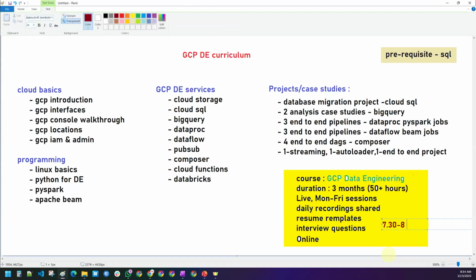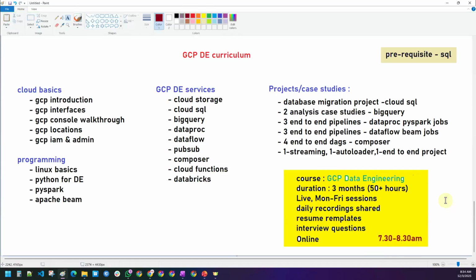7:30 to 8:30 every day. Usually it will be 7:30 to 8:30 every day. So this is going to be the timing, guys. Maybe now we are extending beyond that, but this is the timing. It's not 8 a.m. It is going to be 7:30 to 8:30 from tomorrow onwards.